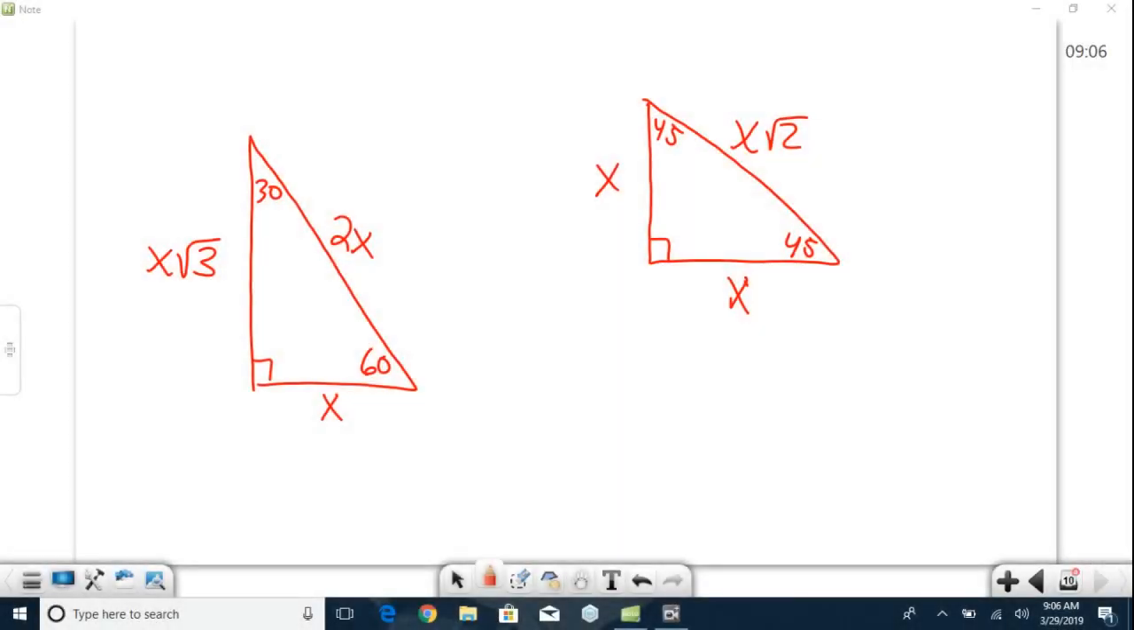So make sure you know these, because they're important. Okay, your special right triangles. Short leg is x, long leg is x radical 3, hypotenuse is 2x for the 30, 60, 90. The 45, 45, 90, both legs are the same. Hypotenuse is the leg times square root of 2. All right, let's take a look at the unit circle now.